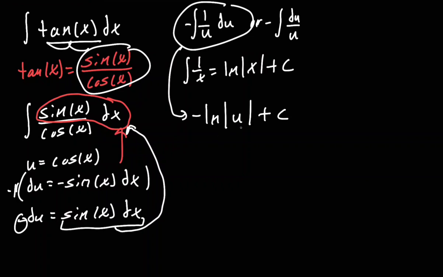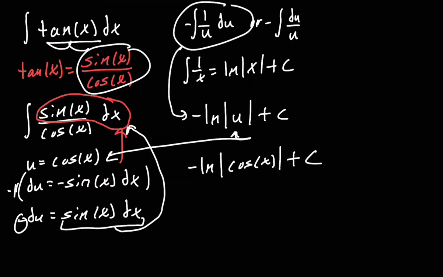Now we're almost done here. All we got to do here is just replace our u with what we got at first. So then our final answer will be negative natural log cosine x plus our constant of integration, and this is our answer.